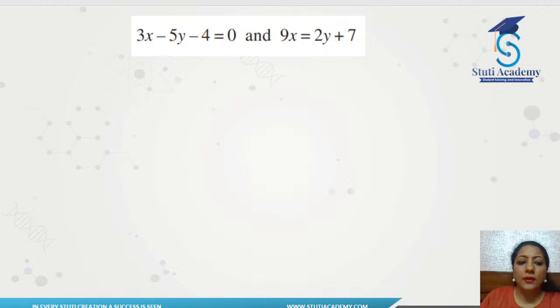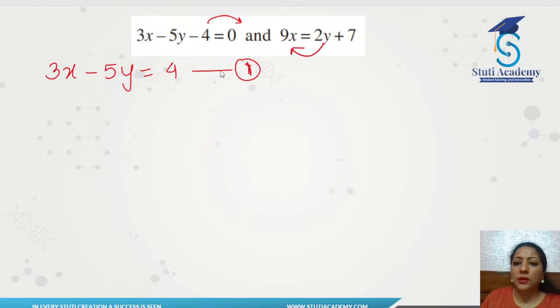Now let's proceed. We'll try this one. Before we do anything else, we'll rearrange the terms, because we can see the x term is on the left and 2y is on the right hand side. Here we have the constant term on the left, here on the right hand side. So we'll rearrange the terms. I'll take this 4 on the other side and it will become positive 4. So I'll get 3x minus 5y is equal to 4. That's the first equation. Now 2y I'm going to take on this side. I will get 9x minus 2y is equal to 7. That's the second equation.